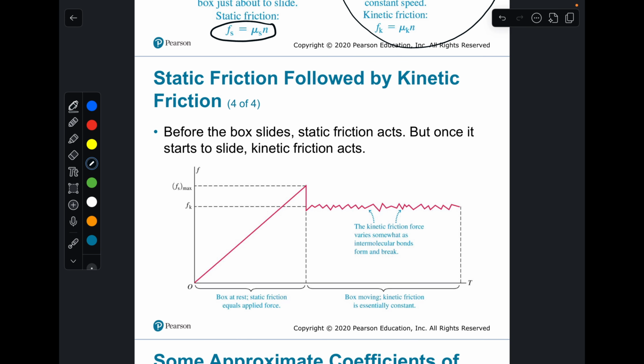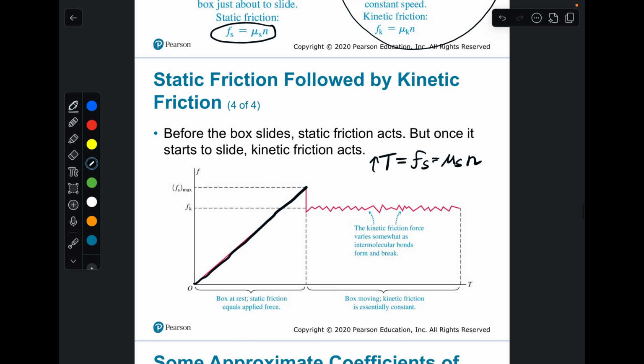Here is a graph of the frictional force as a function of tension applied to the rope. So as you can see, the static frictional force is going to increase linearly with tension. And so how do we know that? Because we know that the tension is equal to the static frictional force, which is equal to mu s times the normal force. And so as the tension increases, the static frictional force is going to increase proportionally.